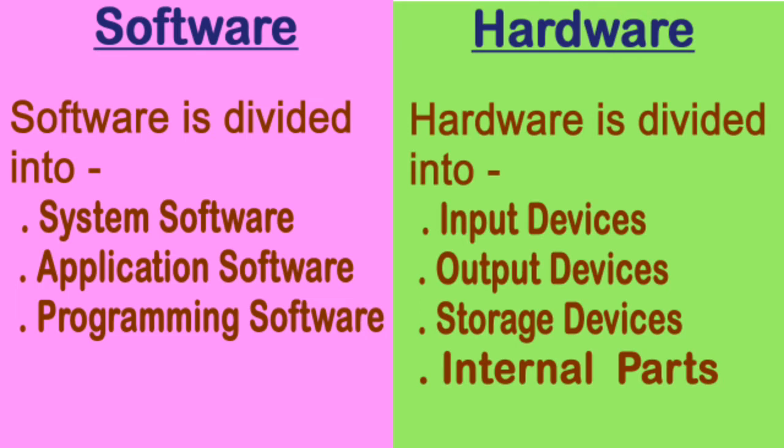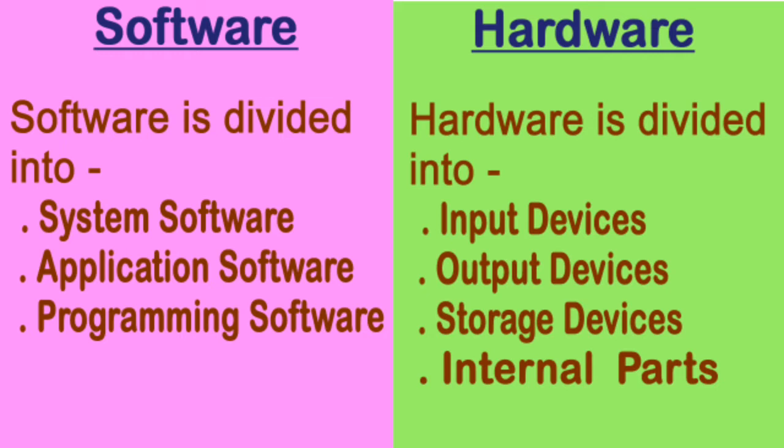Software. Software is divided into system software. System software is designed to run a computer hardware and provides a platform for applications to run on top of. Application software. An application software is software that fulfills a specific need or performs a specific task. Programming software. Programming software provides the programming tools software developers need.